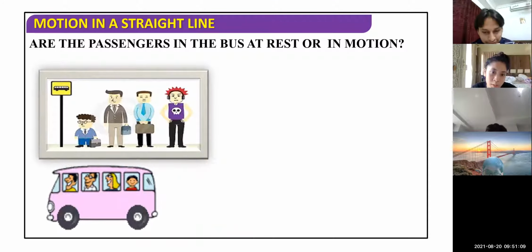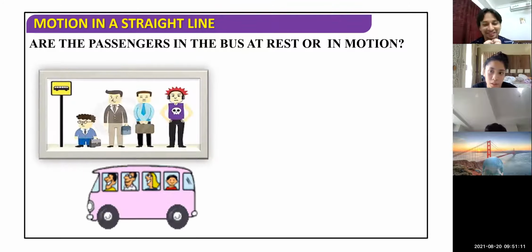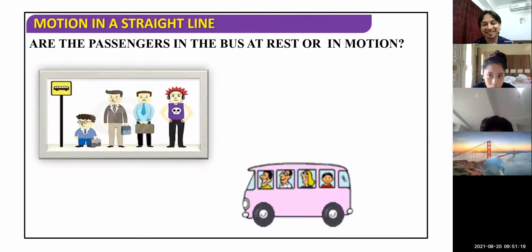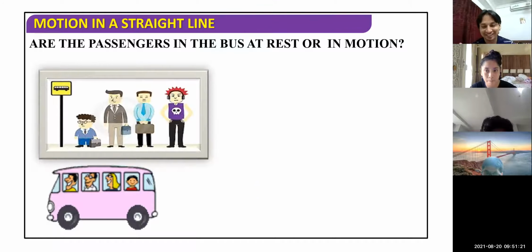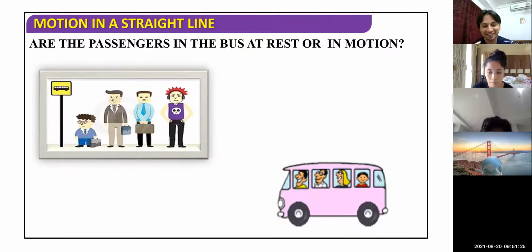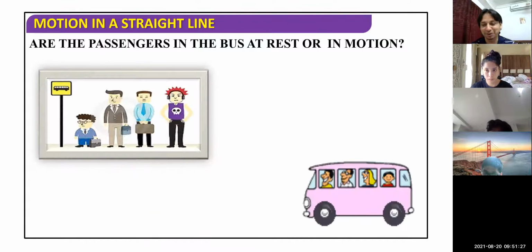With respect to the position they're sitting in the bus, we could say that they're at rest, but with respect to the distance they have traveled, we could say that they're in motion. I think, sir, because they are in a restrictive environment, in the bus, they're dragged by the bus.